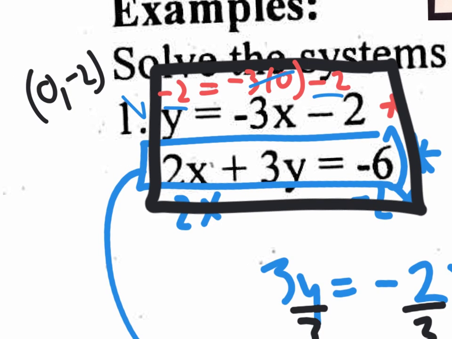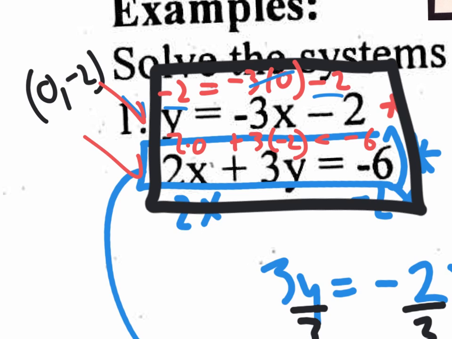Let's plug in a 0 for x. It's going to be 2 times 0 plus 3 times y, 3 times negative 2 for y. Does it give you a negative 6? Yes, it does. So you've checked the top one.